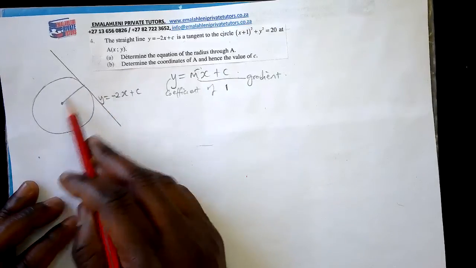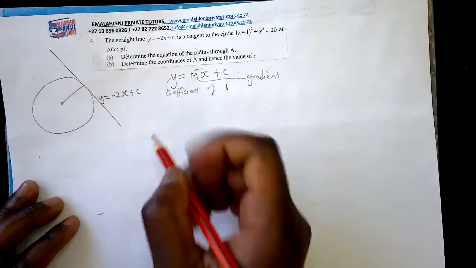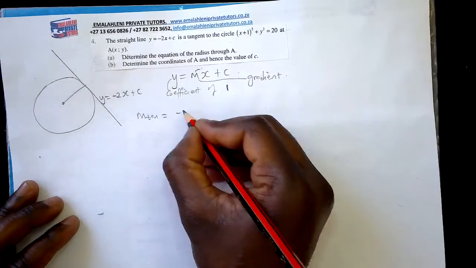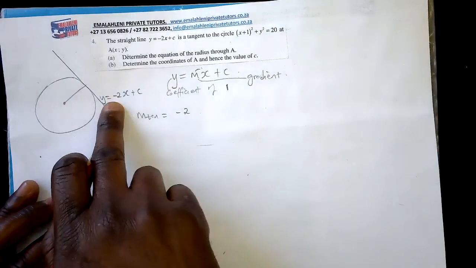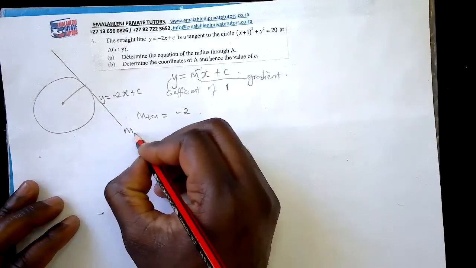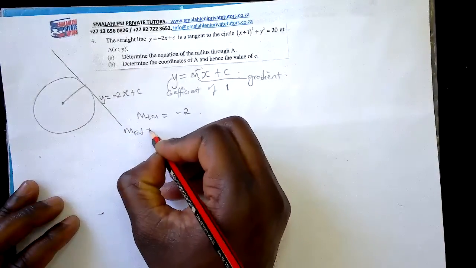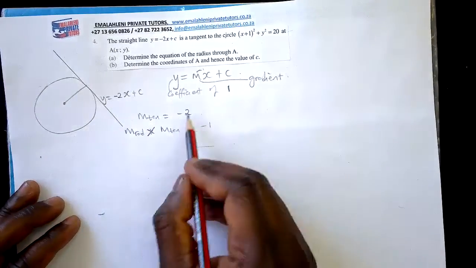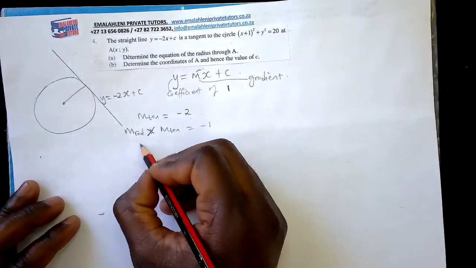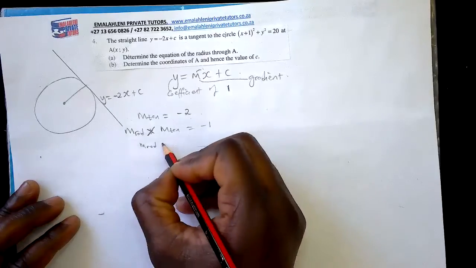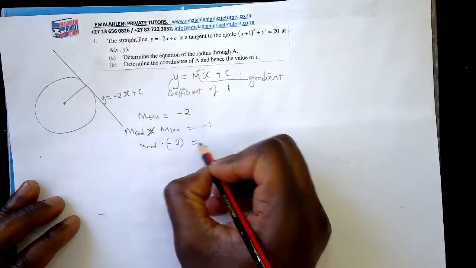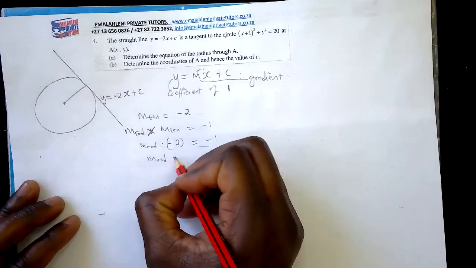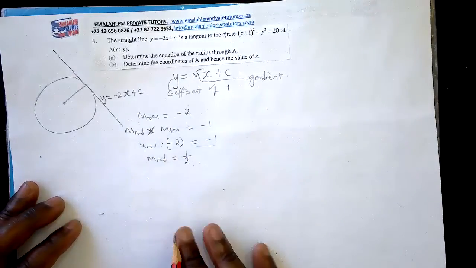Here we want the gradient for the radius. So we're going to say m tangent is equal to negative 2, because that's what we are given here. Then what do we know about the relationship? m rad times m tan must give us negative 1. So m rad times negative 2 gives negative 1. We divide both sides by negative 2. m rad should be equal to 1 over 2.